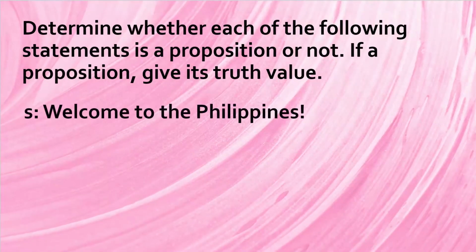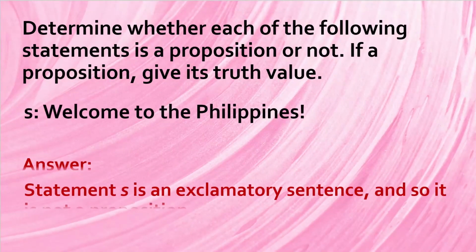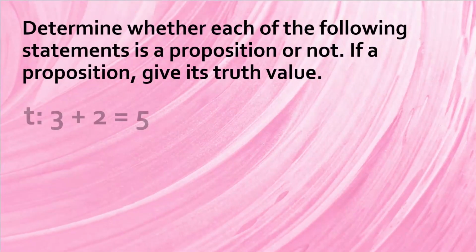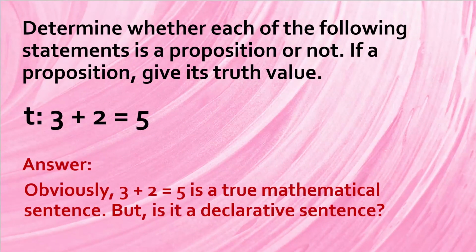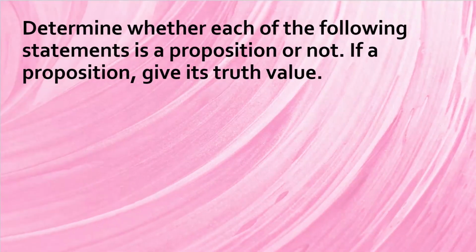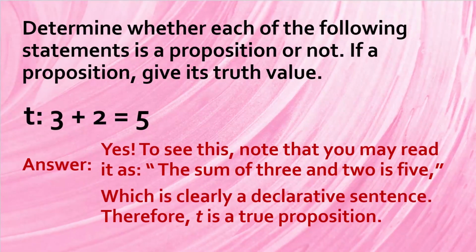Next, S: Welcome to the Philippines! The answer: statement S is an exclamatory sentence, and so it is not a proposition. Next, T: 3 plus 2 is equal to 5. The answer: obviously, 3 plus 2 is equal to 5 is a true mathematical sentence. But is it a declarative sentence? Yes! To see this, note that you may read this as "the sum of 3 and 2 is 5," which is clearly a declarative sentence. Therefore, T is a true proposition.